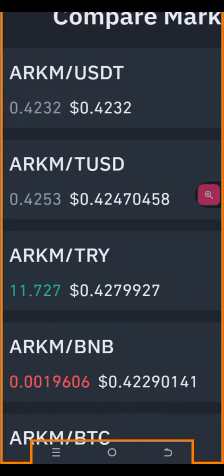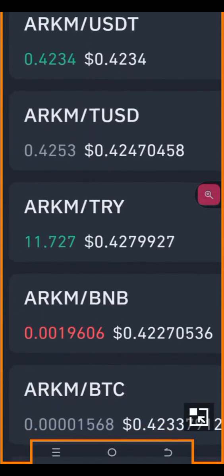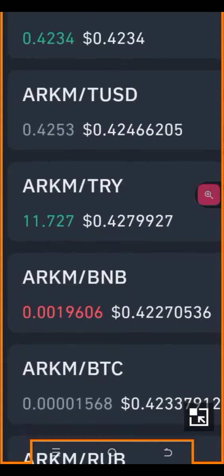So now this is 42 cents. You can see that ARKM USDT is 42 cents, that's 0.4232. You will see that TUSD is 0.4247. There's a difference between 32 and 46, and you can see the first two numbers are the same. Here ARKMTRY is 4279, and that's how it goes. That's how you spot the differences.